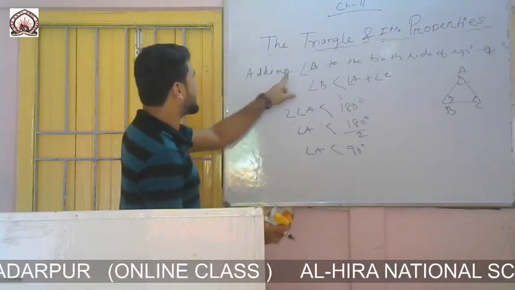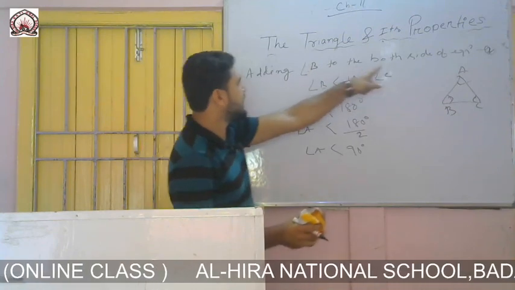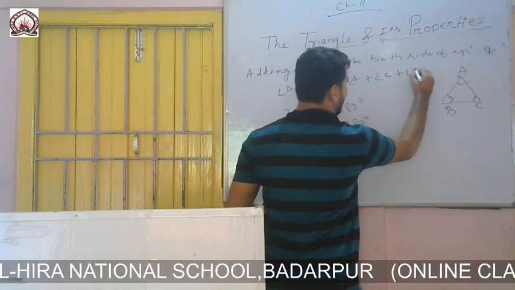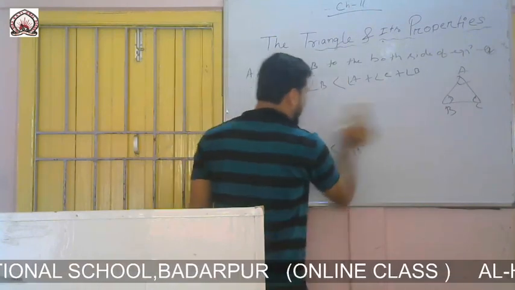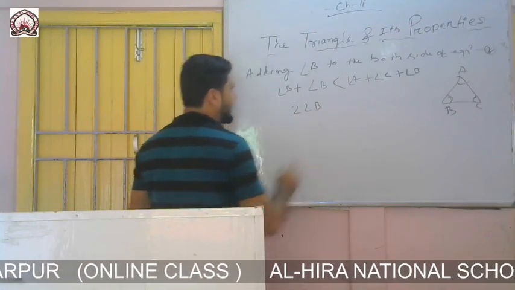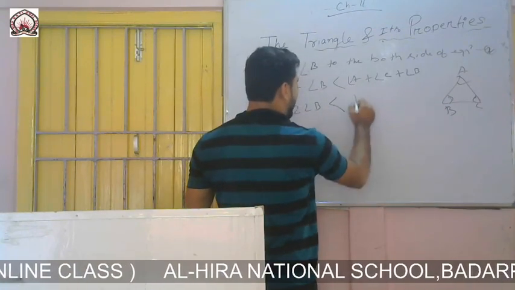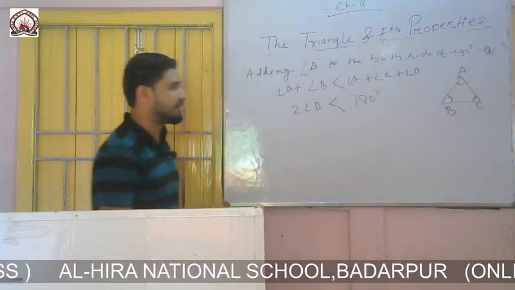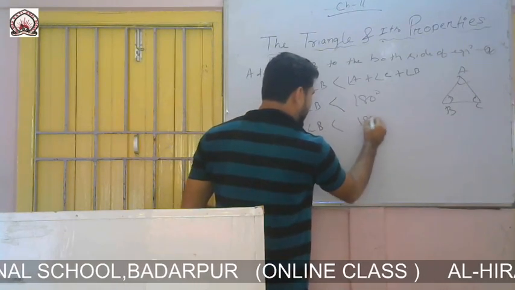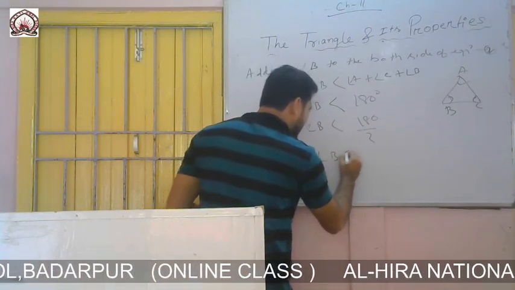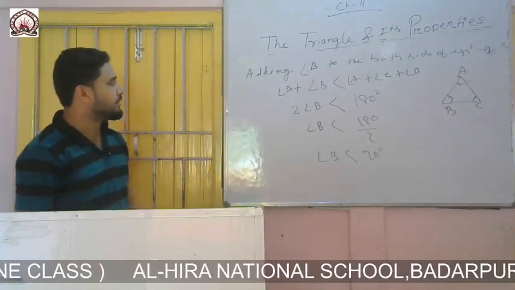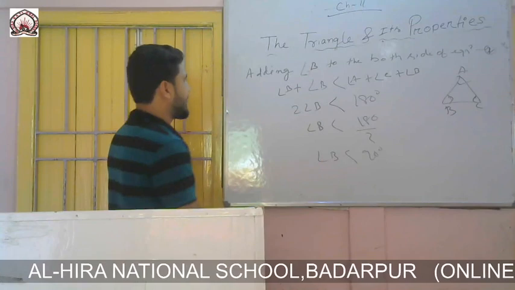But here it is said that adding angle B to both sides of the equation, then if I add, I will get angle B. Now you see, in this case there are two B angles, so you can write 2 angle B less than what? In place of this I can write 180 degree, because the sum of the three angles of a triangle is 180 degree. Now I can write angle B less than 180 degree by 2. That means angle B less than 90 degree.